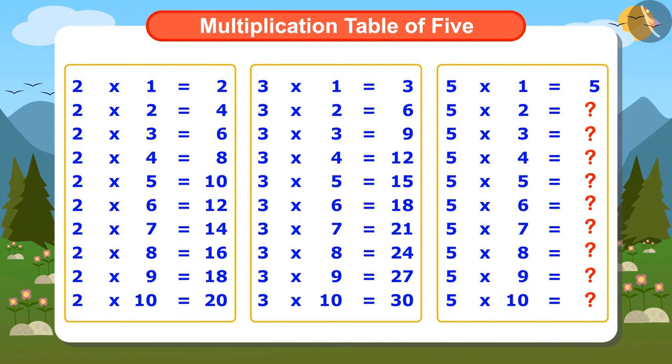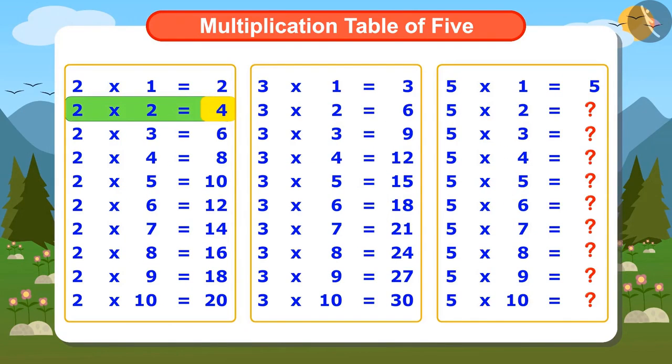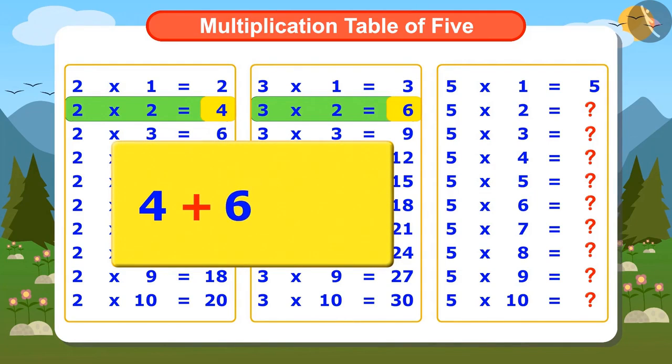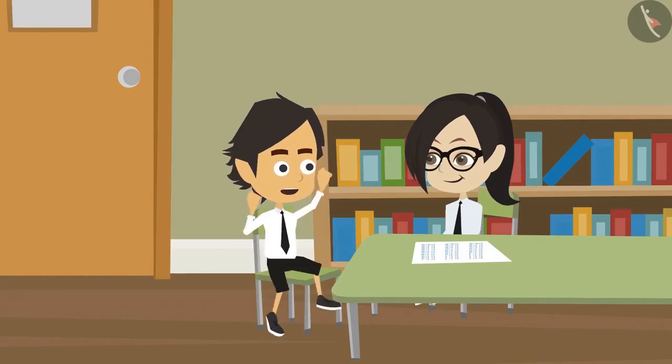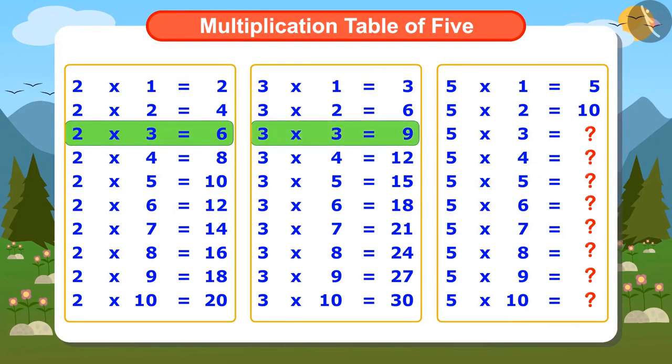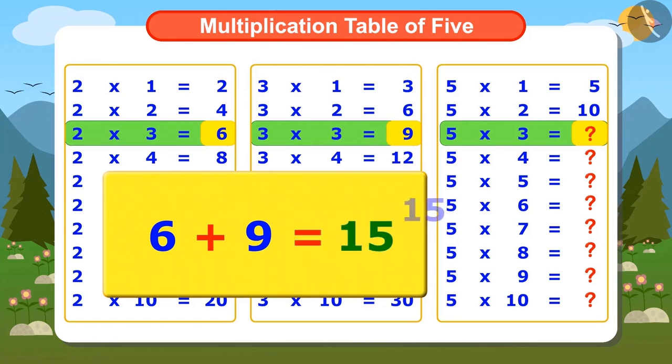I don't think we can find the next number similarly. We can find it exactly like this. Look, 2 multiplied by 2 is 4 and 3 multiplied by 2 is 6. If 4 and 6 are added, the answer will be 10. This means that 5 multiplied by 2 will be 10. Tell me, isn't it right? Oh wow! Then we can find the third number in the multiplication table of 5 by adding the third numbers 6 and 9 in the multiplication tables of 2 and 3, which will be 15.